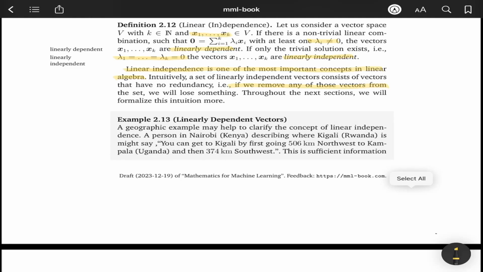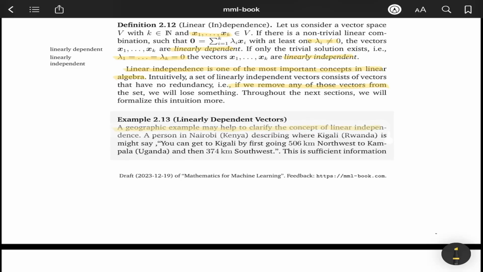Example 2.13, linearly dependent vectors. A geographic example may help to clarify the concept of linear independence. A person in Nairobi describing where Kigali in Rwanda is might say, you can get to Kigali by first going 506 kilometers northwest to Kampala and then 374 kilometers southwest.